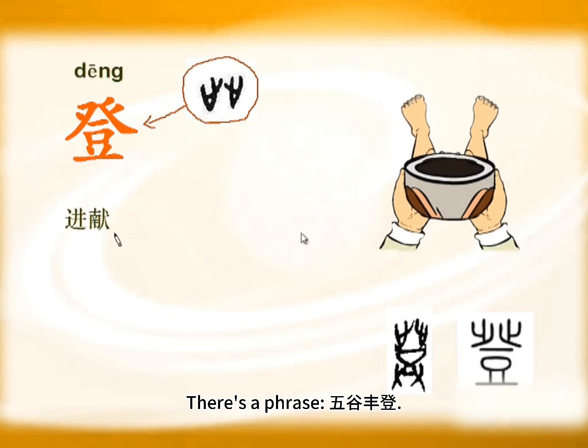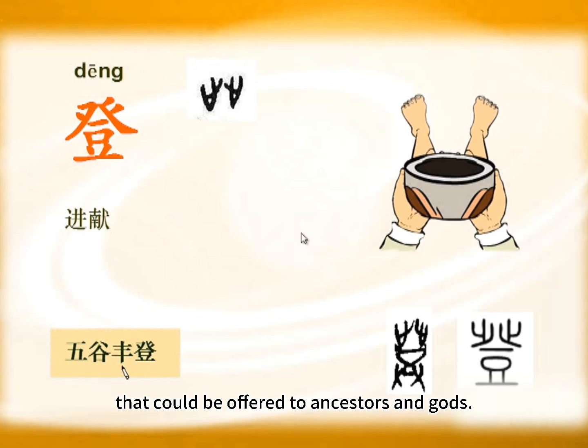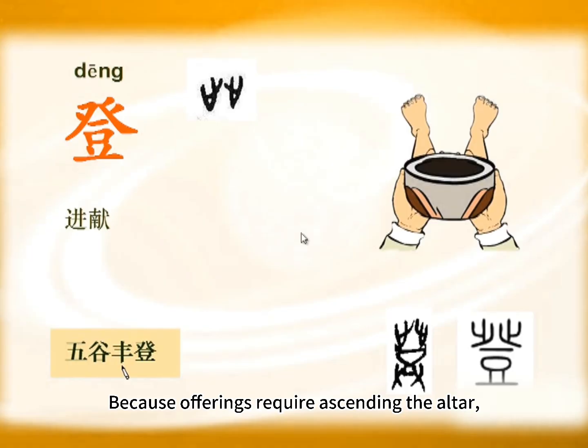There's a phrase, 五谷丰登. Everyone is familiar with it. 五谷丰登 originally meant good harvest that could be offered to ancestors and gods. Today it only means very good crop yield, because offerings require ascending the altar. Deng also means to ascend. Today's 登山, 登高 both mean ascending.